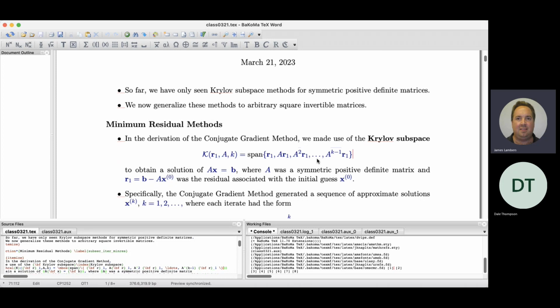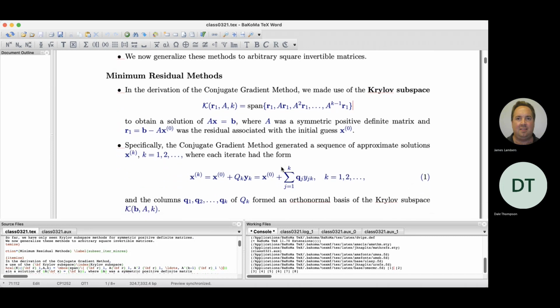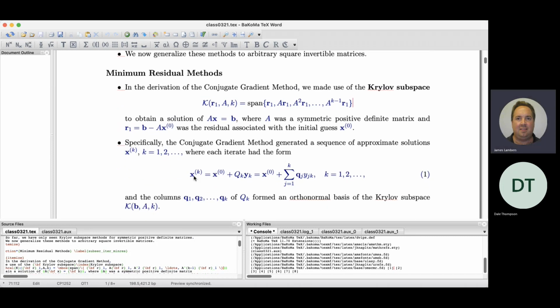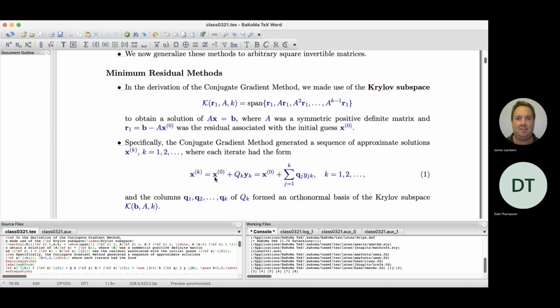You may recall that the Lanczos iteration computed an orthonormal basis for this Krylov subspace. So that's going to be done again today. Now, what we saw when we had the Lanczos algorithm, we had iterates, so approximate solutions of AX equals B, that were of this form. Now, conjugate gradient generated these approximate solutions. Even though conjugate gradient did not compute this explicitly, Lanczos did, but Lanczos and conjugate gradient generated the same iterates. They just did so differently. In conjugate gradient's case, it was much more efficient.